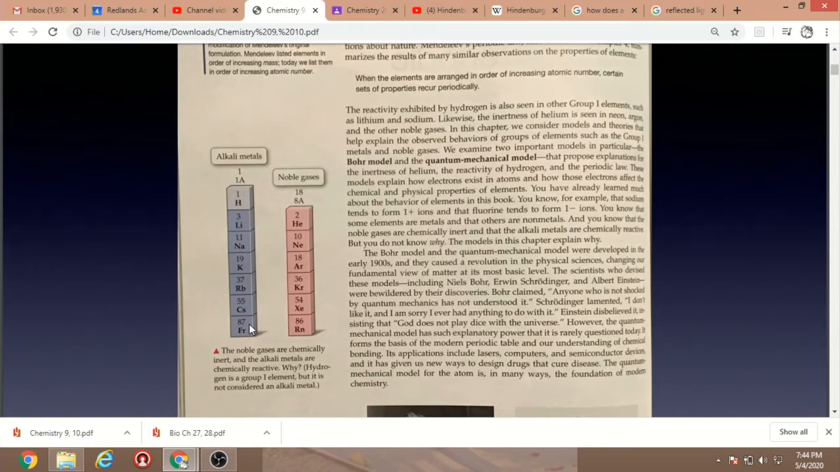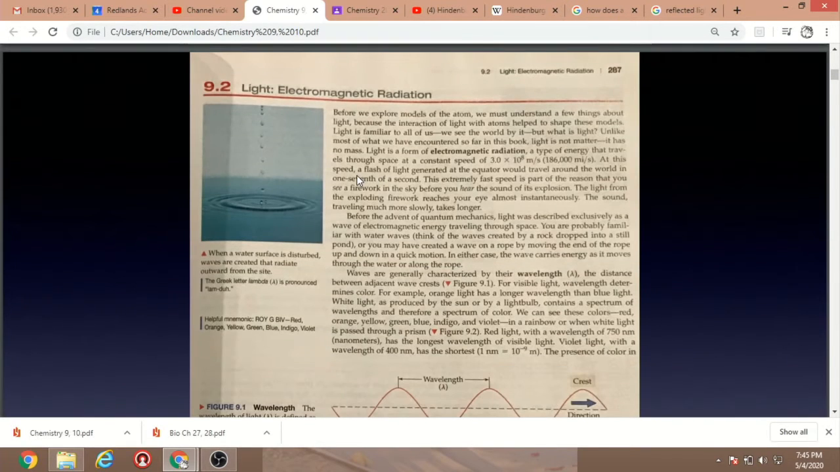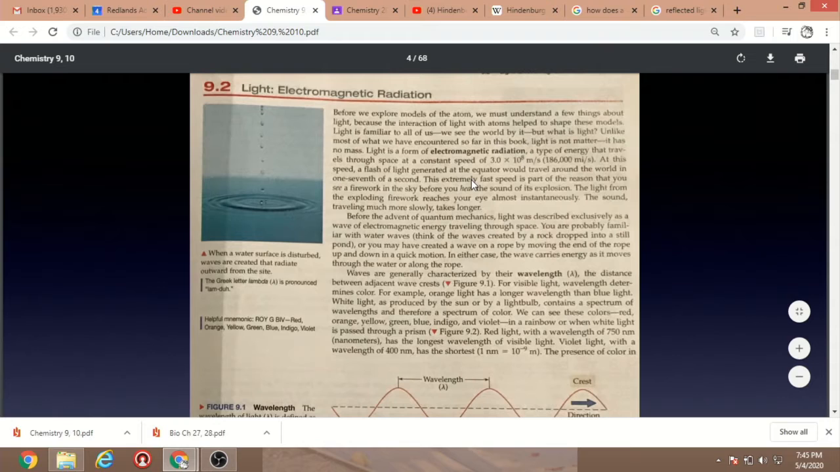Do you remember the octet rule? We've actually discussed a lot of this in the previous chapter, but we're going to look at these models again: the Bohr model, which is a little more simple, and the quantum mechanical model. That one's going to be in the next video. But before we discuss the Bohr model, it's important to note how light came about to be part of this discovery.